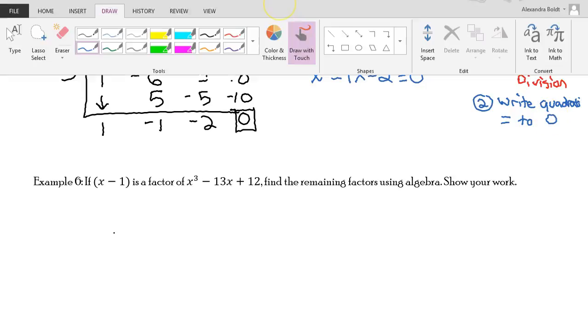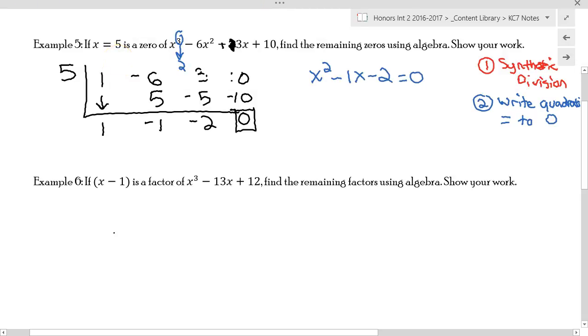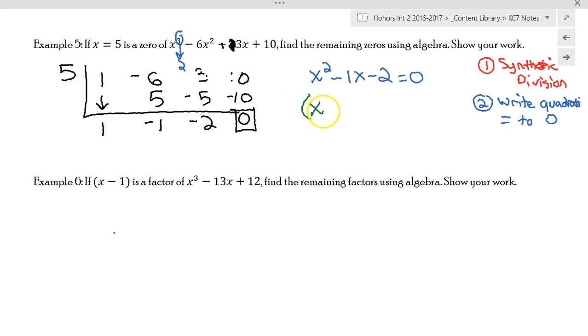My next step is to factor. So when I factor this, what multiplies to negative 2 and adds to negative 1? You should see that it's x minus 2, x plus 1. This is why we practice factoring at the beginning of the unit. Equals 0.